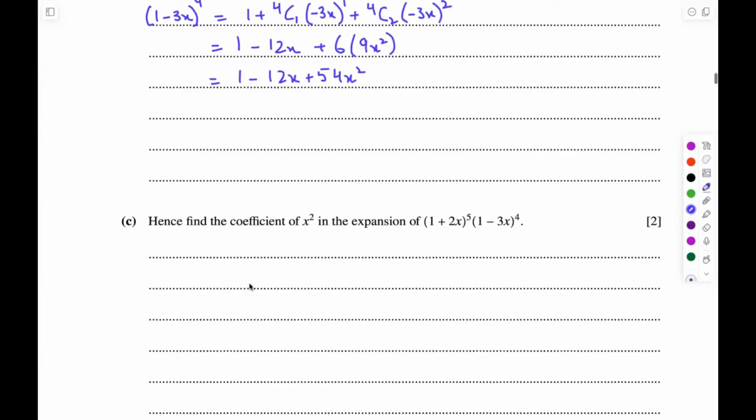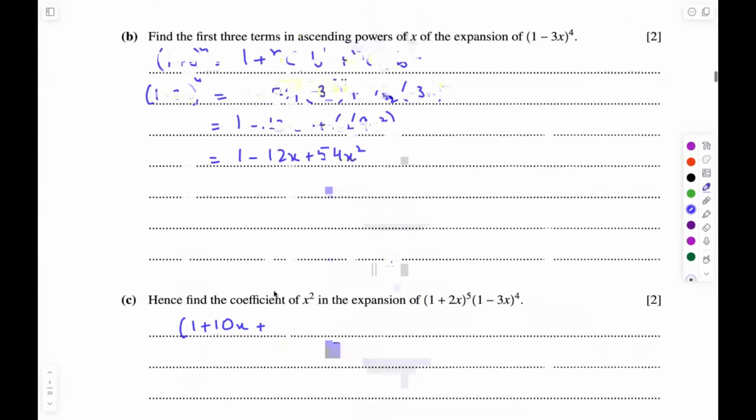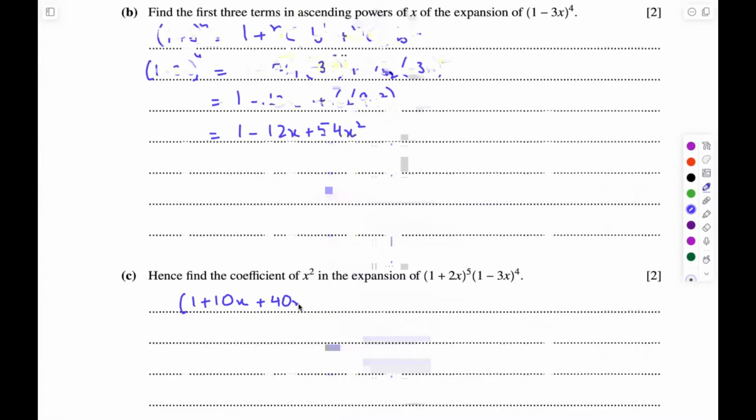In part C, it says, hence find the coefficient of x squared in the expansion of (1 + 2x)^5 (1 - 3x)^4. So for (1 + 2x)^5, the expansion was 1 + 10x + 40x squared. And for (1 - 3x)^4, the expansion was 1 - 12x + 54x squared.